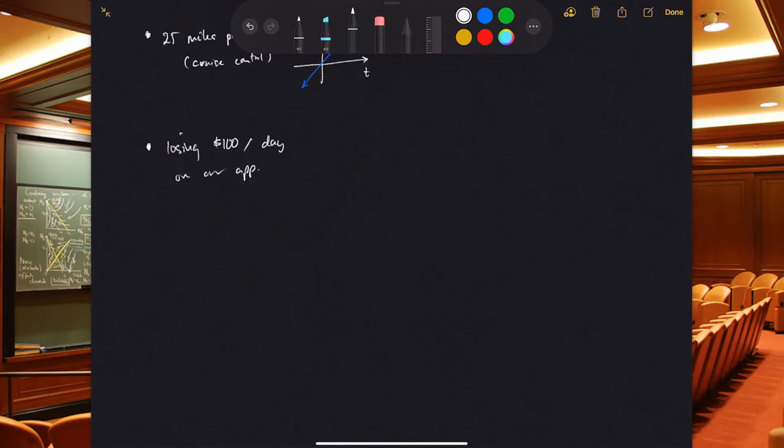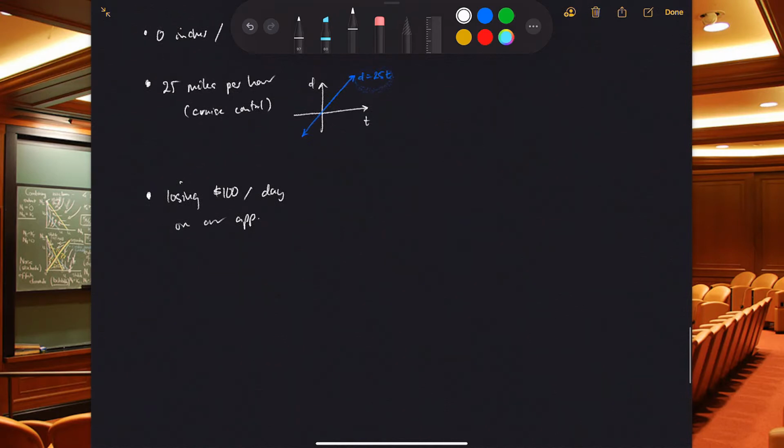On our app in the App Store. Let's say it costs a certain amount to host an app in the App Store. So what would the graph of this look like if we have our profits versus time? Might look something like this. P equals negative 100t plus 1,000.